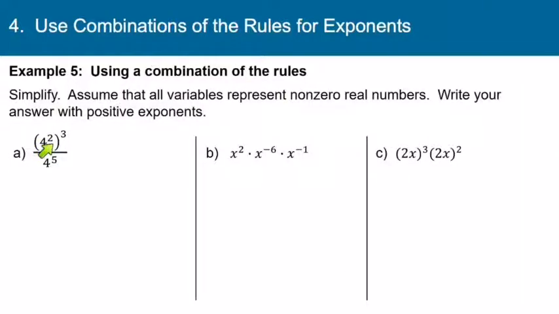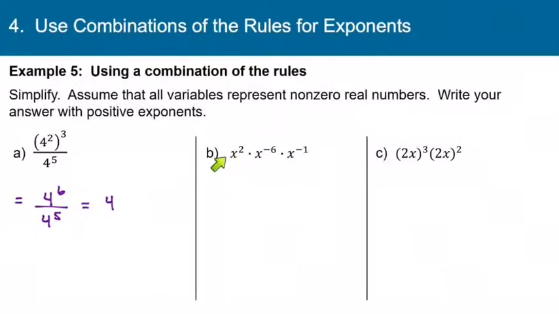So here we have 4 squared raised to the 3rd power over 4 to the 5th power. So the first thing I would like to do is eliminate these parentheses by using the power rule. So remember, when we have power raised to power, we multiply the exponents. So the top part of our expression is going to be 4 to the 6th power, because 2 times 3 is 6. And in the denominator, we have 4 to the 5th power. Now we can use the quotient rule. Notice that we have 6 4s in the top and only 5 4s in the bottom. 6 minus 5 is 1. So we're going to end up with 4 to the 1st power, which is just 4.